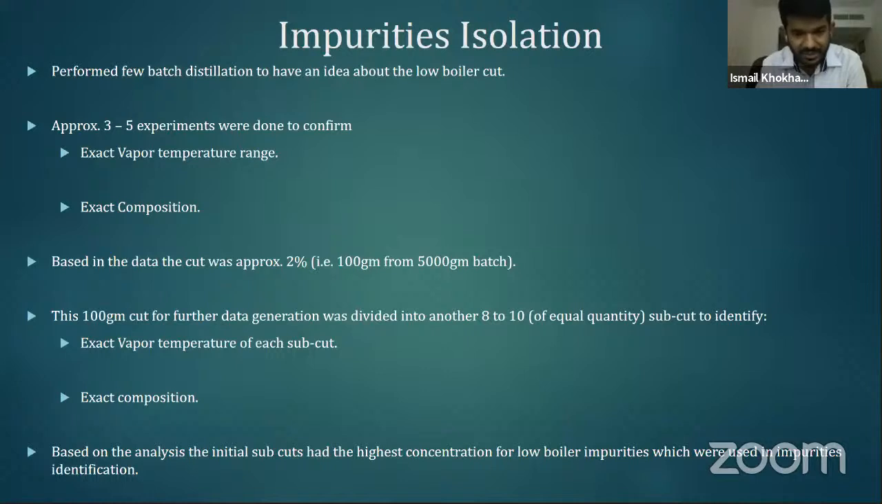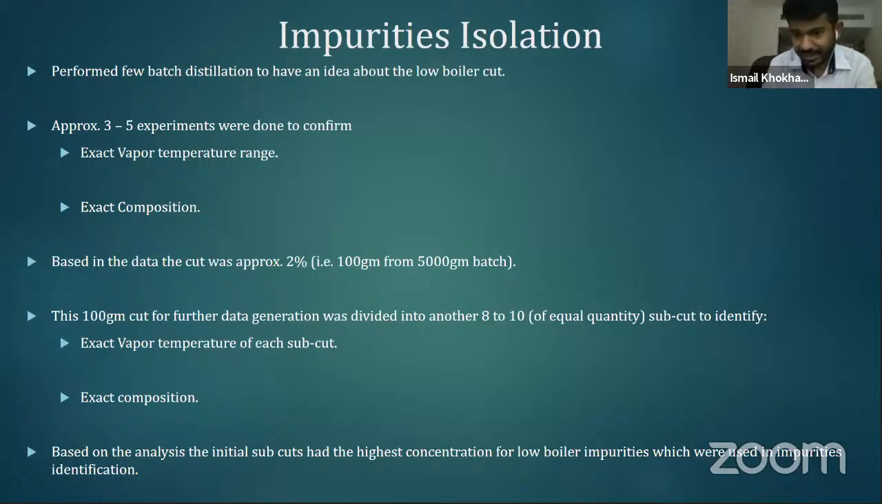Now we cannot send this entire 100 grams for the impurity identification, because it has impurity, it has product, it has water, it has raw material, everything. So for further isolation, this 100-gram cut which we were collecting in a single cut, we divided into 8 to 10 equal quantities, like 8 to 10 sub cuts. So the first cut of 100 grams was divided into 8 to 10 sub cuts.